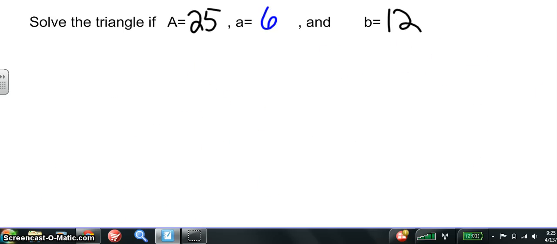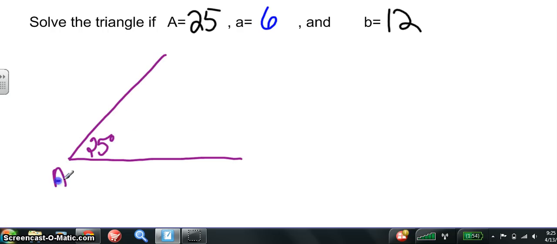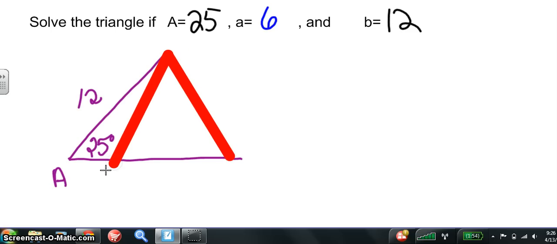So I'm going to draw my triangle. I know this is bigger than 25 degrees, but that doesn't matter. I'm just going to use it to represent my triangle, so I don't have to be to scale. So this is 25, B is 12, and A is 6. So what's going to happen in this case is 6 can come out like this, but 6 can also swing in. So let me show you what happens on the calculator when we try to solve this triangle.